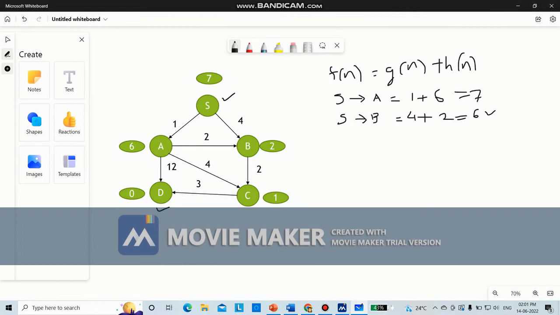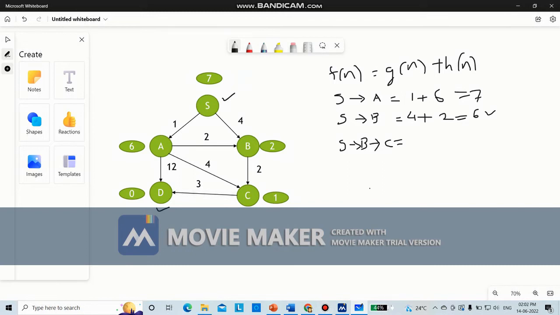Okay, so we are in S to B. We are going to explore this node. From B, where can we go? From B we can go to C. No more nodes, we can go to C only. So we will try to find the cost. So what is the cost?